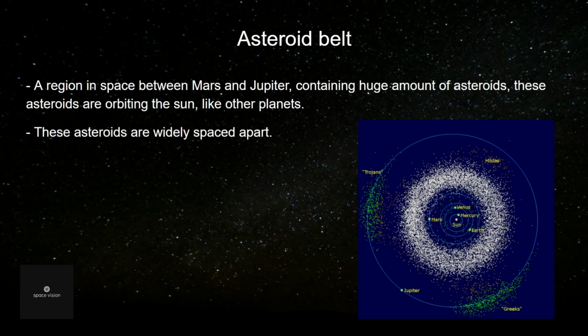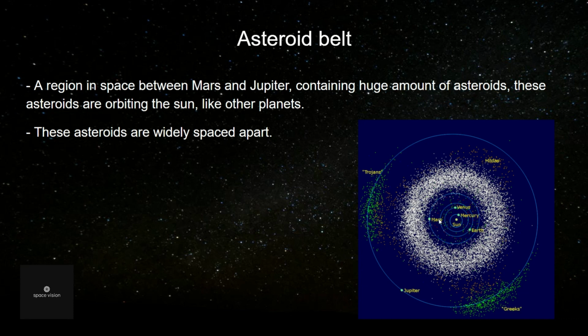Okay, and then we have got the asteroid belt. The asteroid belt is a region in space between Mars and Jupiter containing huge amounts of asteroids. These asteroids are orbiting the sun like other planets, and these asteroids are widely spaced apart.